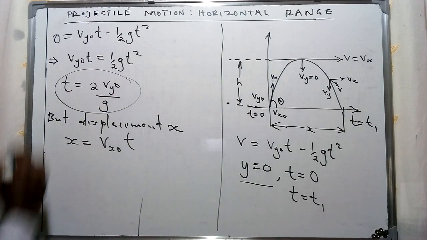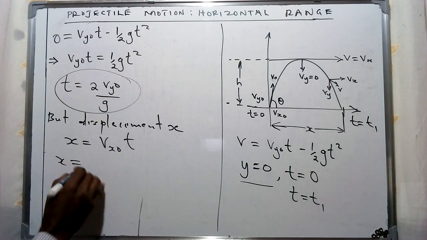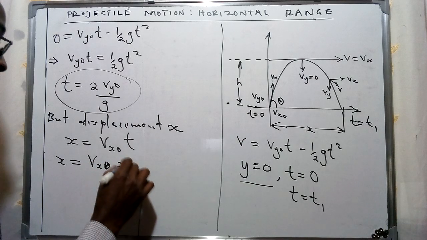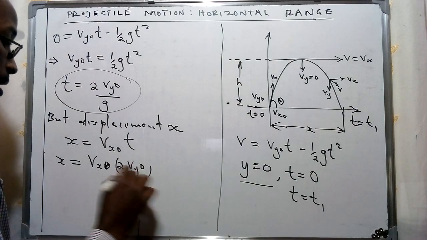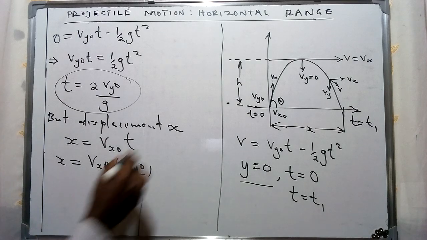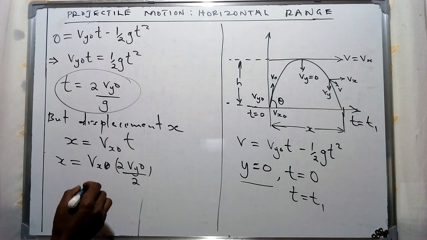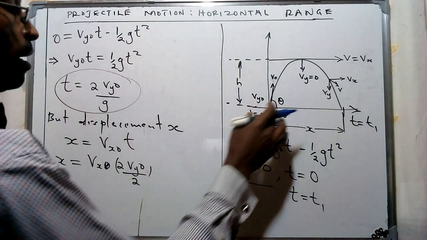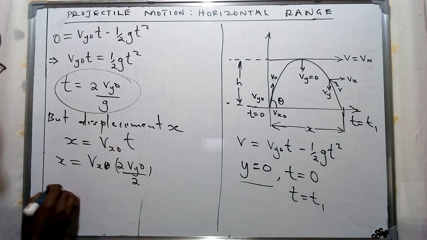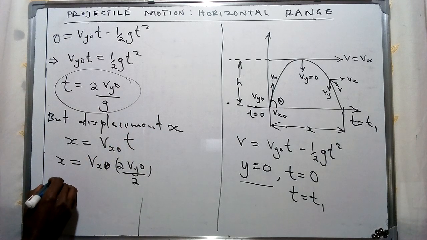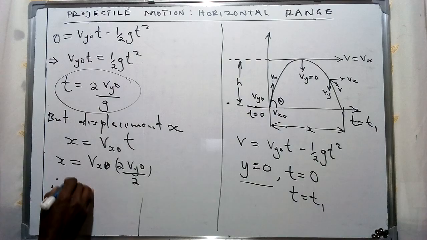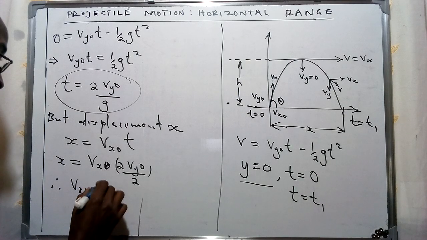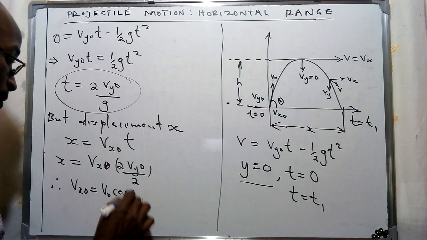Now that we have found the time element, we can have this displacement given in terms of vx naught, and then 2 vy naught all over g. But we had learned from our previous discussion that this is a resultant that has the x and the y components. And therefore, we can represent this specific component vx naught in terms of v naught, the cosine of theta.